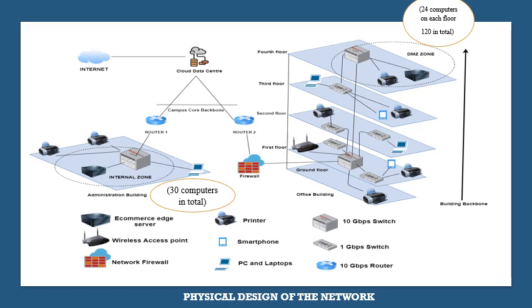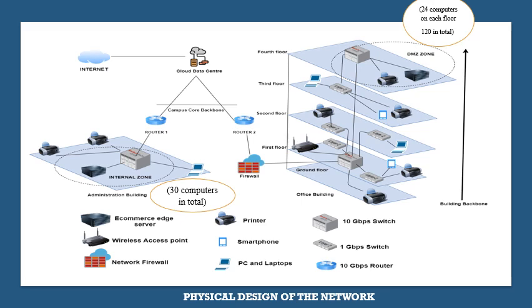Talking about the administration building, a 10 Gbps core switch is used to connect to other devices such as printers, PCs and laptops, and also the e-commerce edge server. The e-commerce edge server is used for hosting and executing e-commerce for the university. Now talking about the office building, a 10 Gbps core switch is connected to 5 different distribution switches that are of 1 Gbps.